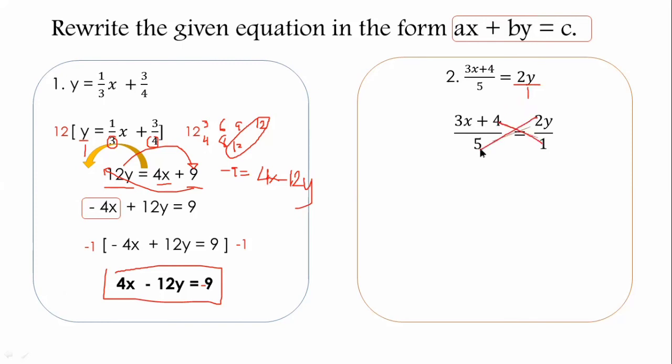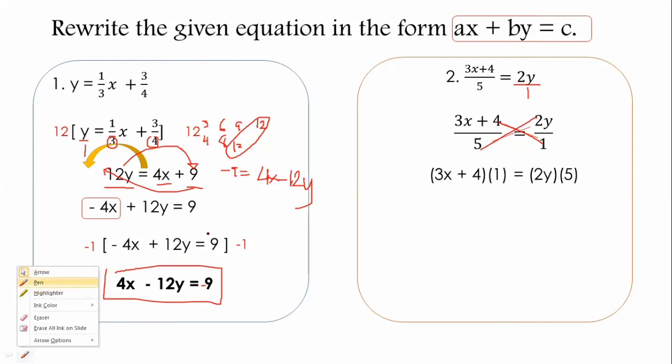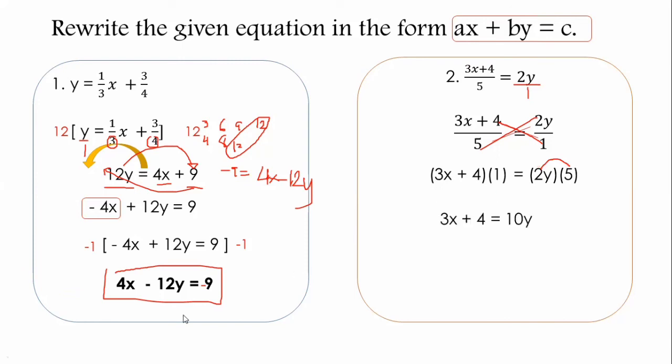Okay? So, ayan siya. So, since cross multiplication, 3x plus 4 times 1 is equal to 5 times 2y. Or pwede ding mauna yung 2y times 5. Kahit ano dyan mauna pwede. Okay? So, ang inuna ko dyan is 3x plus 4 times 1. Of course, that is still 3x plus 4. And then, 2y times 5. Of course, that is 10y. Okay? So, ayan siya. 3x plus 4 is equal to 10y.